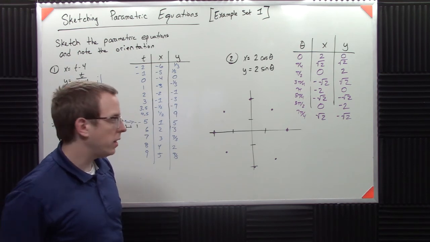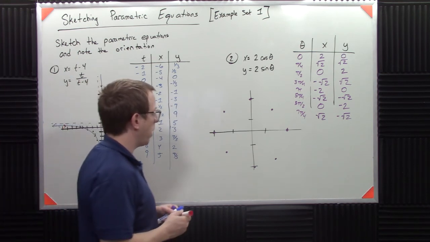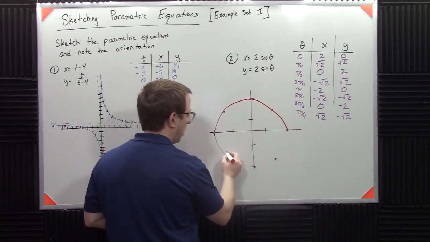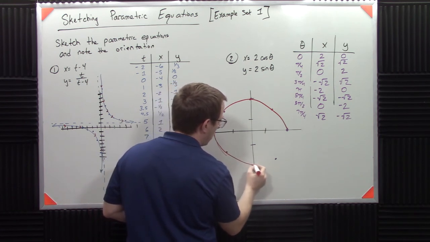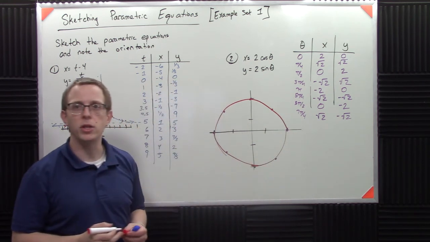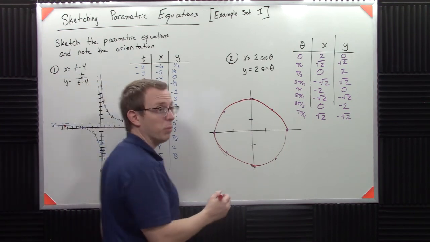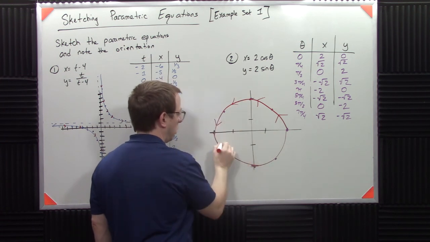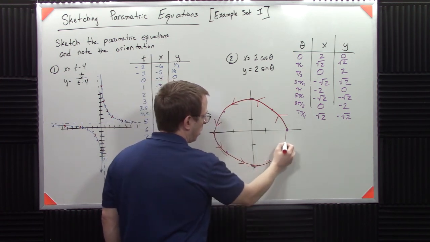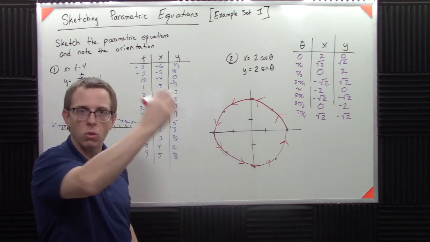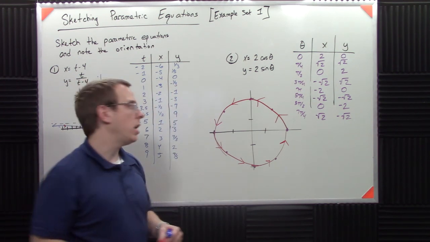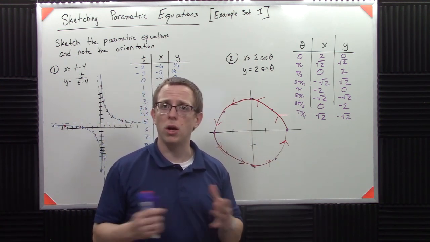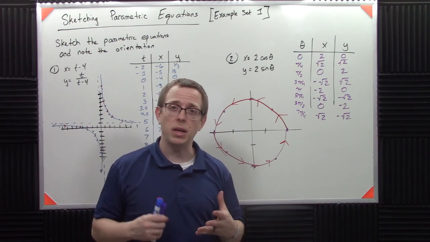So hopefully you can see that's the rate that we're going. So we are now moving in a circular fashion. It's not the best circle I've ever drawn, but it's not the worst. And our orientation seems to be counterclockwise, and that's how we would note that. And that's kind of the basics of what you want to do here. You want to plot the thing out and just sort of examine how it behaves.